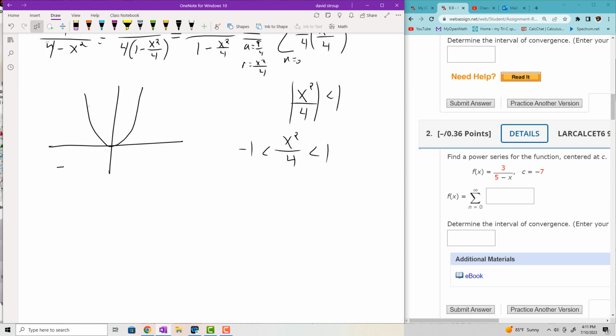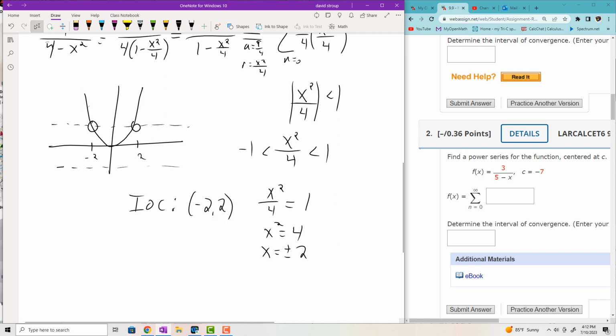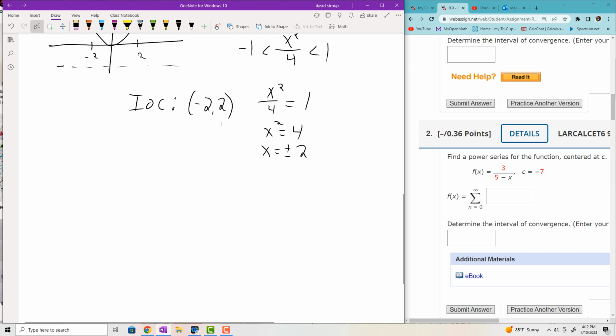The question is whether this thing is going to be less than 1. Okay, so anyways, here's -1, here's +1. So the only time it's in between those two dashed lines is when it's in this interval from here to here. So you just need to figure out when x squared over 4 is actually equal to +1, these intersection points. So when x squared is equal to 4, x is equal to plus or minus 2, those two values. So the interval of convergence, IOC, again, you don't have to check the endpoints. It's going to go from -2 to 2. All right.